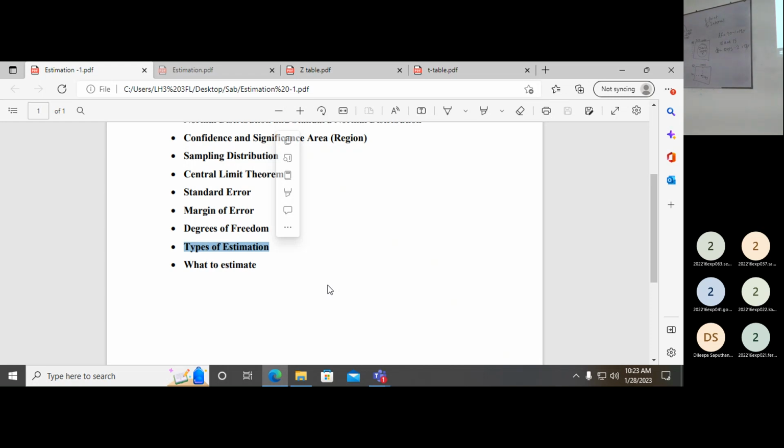Right. Now we write down point estimation. Sample statistic is estimated as the population parameter without doing any adjustment. That is called point estimation. This is less important.